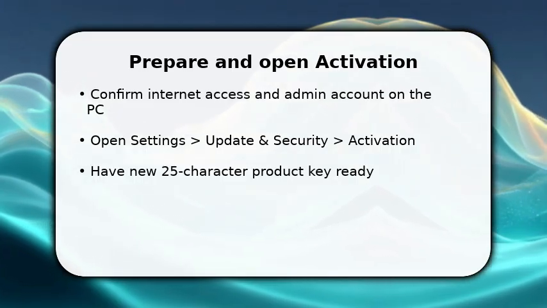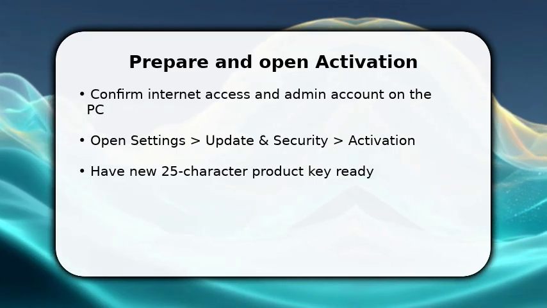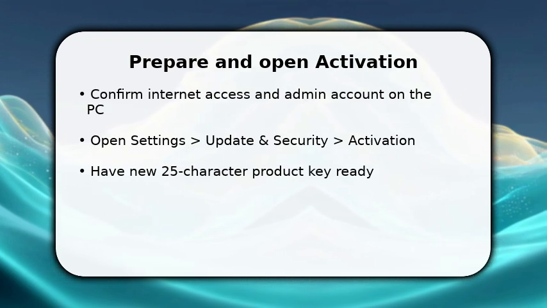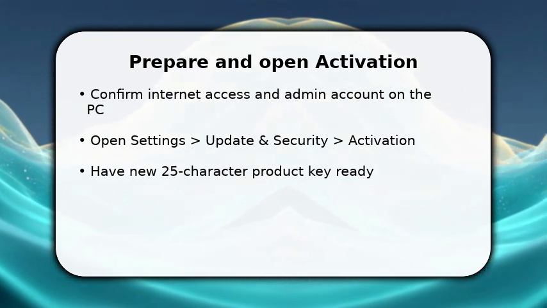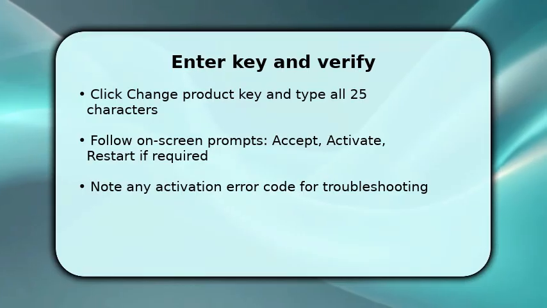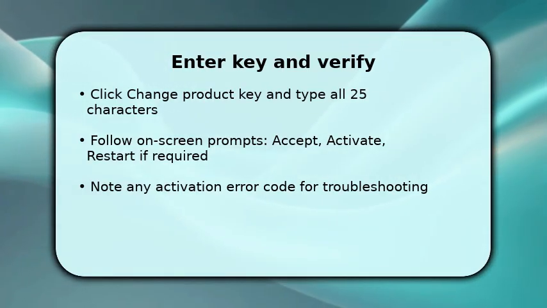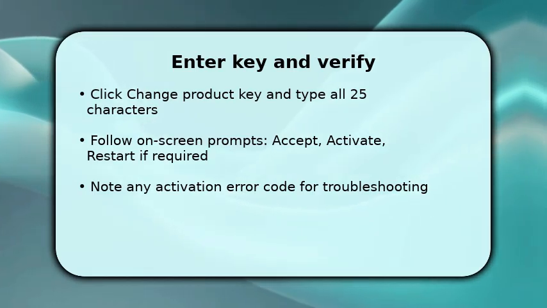If you see an error about restrictions, pause and check you're signed in with an admin profile before continuing. Now click Change Product Key and carefully type all 25 characters. Hyphens are added automatically, so just enter the letters and numbers. Once entered, click Next and accept any license terms.